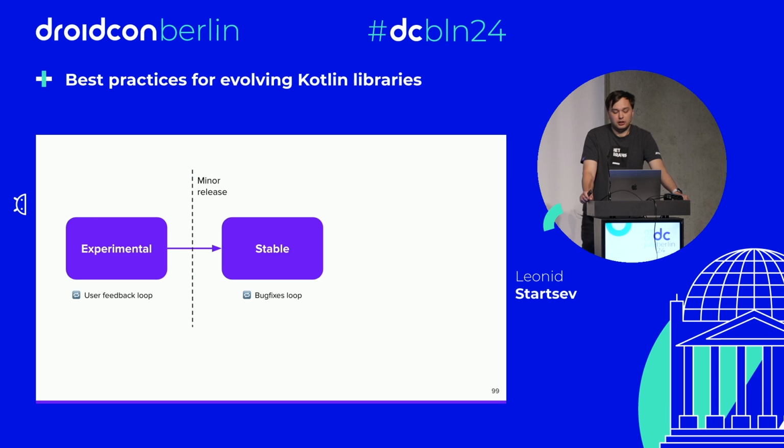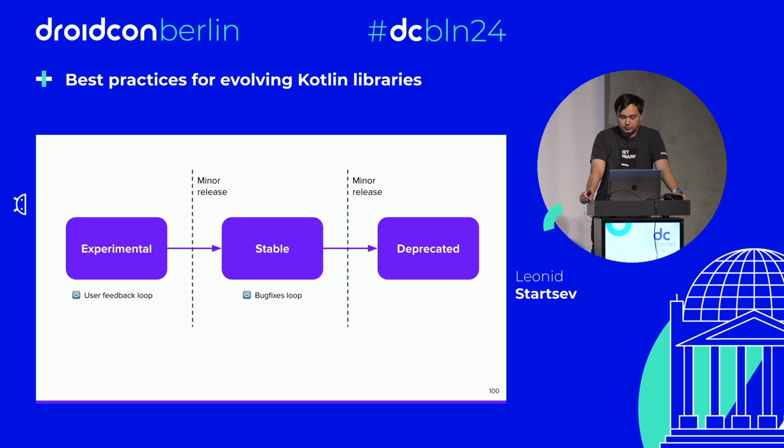And in the stable stage, you can only do some bug fixes without changing any public API or any behavior of it, because once it's stable, you shouldn't touch it. And after it being stable, we can deprecate it if necessary after some release, or it can be stable forever.